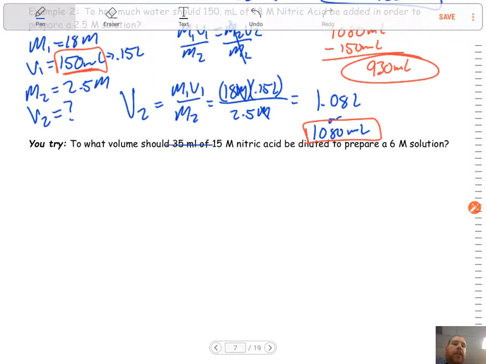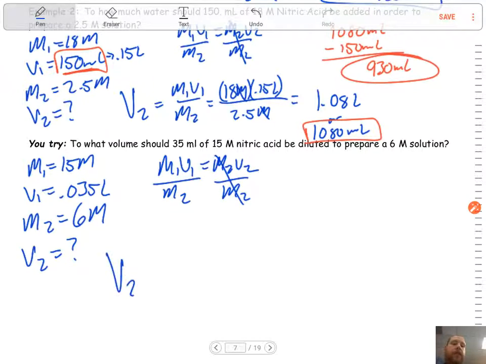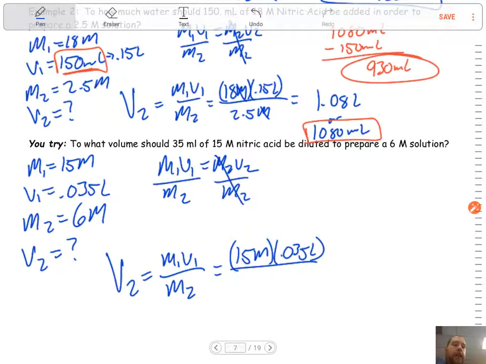All right, so again, to what volume should? So this is like that problem that we just did. So we have M1 equals 15 molar. We have V1, which equals 0.035 liters. M2, we're looking for a 6 molar solution. So V2 equals question mark. Okay. M1V1 equals M2V2. I want to get V2 by itself. Divide by my second molarity. So V2 equals M1V1 all over M2. Plug and chug. 15 molar times 0.035 liters divided by 6 molar.